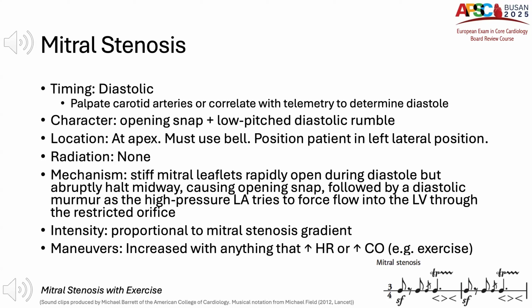How this happens is that the stiff mitral leaflets rapidly open during diastole but abruptly halt midway, causing an opening snap, followed by a diastolic murmur as the high-pressure LA tries to force flow into the LV through the restricted orifice. The intensity is proportional to the mitral stenosis gradient. And in terms of maneuvers, the mitral stenosis murmur is increased with anything that increases heart rate or cardiac output, such as exercise. Let's take a listen.